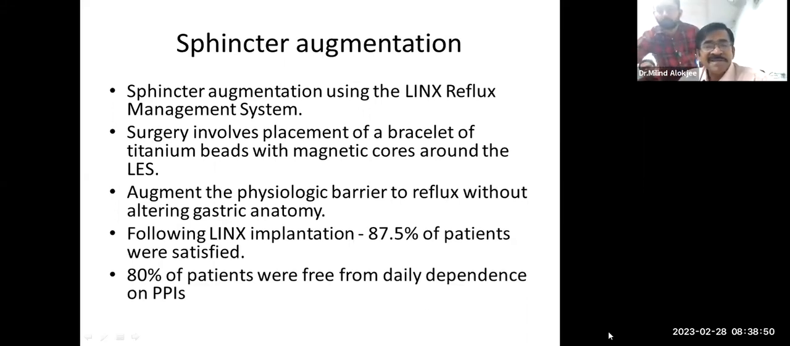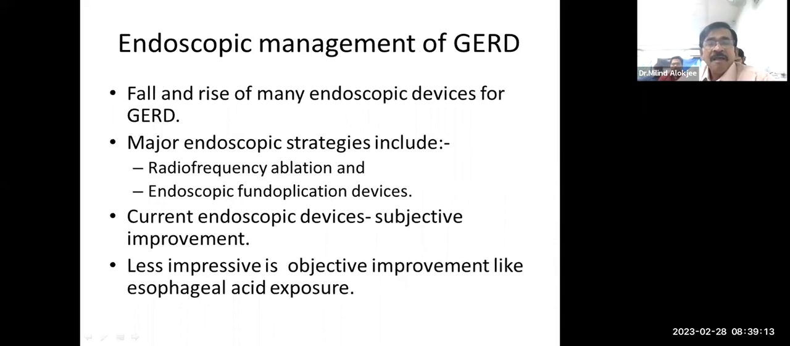So, what is the surgery? This surgery involves placement of a bracelet of titanium beads with magnetic cores around the lower esophageal sphincter. So, this augments the physiological barrier to reflux without altering gastric anatomy. And following this LINX implantation, 87.5% of patients are satisfied, and 80% of patients are free from daily dependence on PPI.